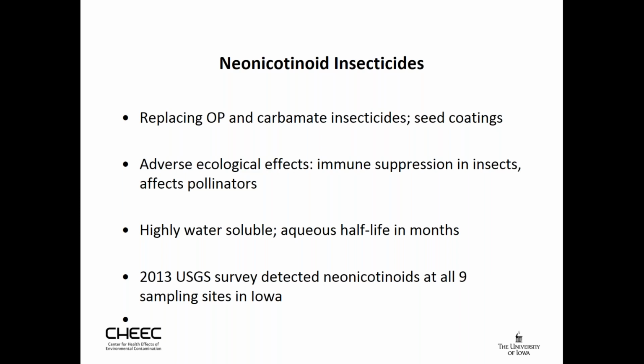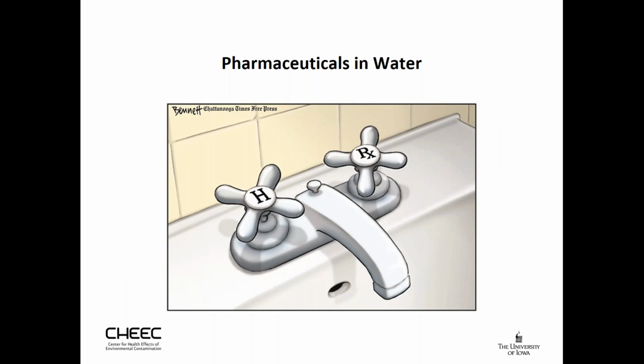Another emerging issue, a new class of insecticides, the Neonicotinoid Insecticides, are replacing the organophosphate and carbamate insecticides. They are used a lot as seed coatings. They have adverse ecologic effects. Some immune suppression in insects can affect pollinators like bees. So the bee problems we're seeing may be related to some of these insecticides. It's highly water soluble, and a USGS survey in Iowa in 2013 detected these neonicotinoids in all 9 sampling sites in Iowa.